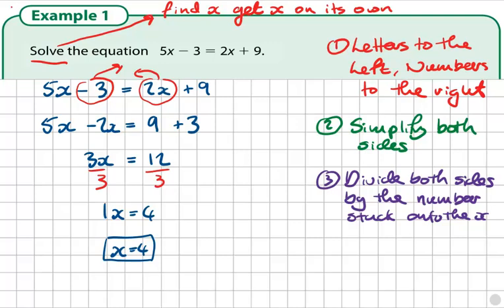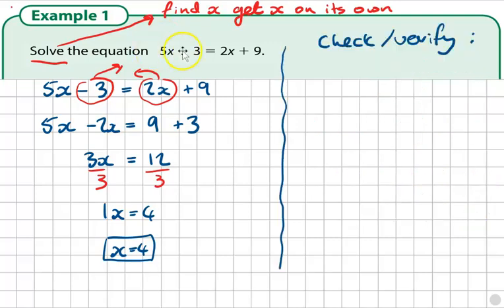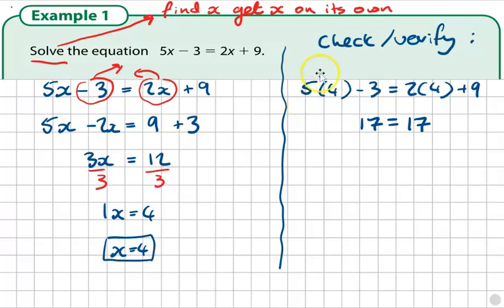Now we can check our answer or verify our answer, and this is often asked in state exams, by writing out the equation again and replacing the x's with brackets and putting the solution, which is 4, into the brackets. And when we work it out, the left-hand side, 5 times 4 is 20, minus 3 is 17. 2 times 4 is 8, plus 9 is 17. So since we get 17 is equal to 17, and the equation is balanced, we know we're right.